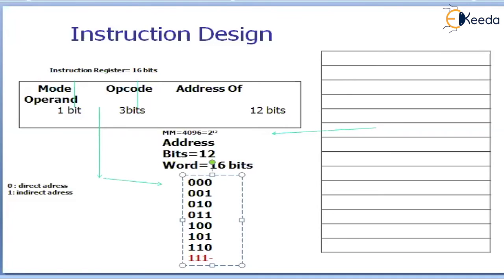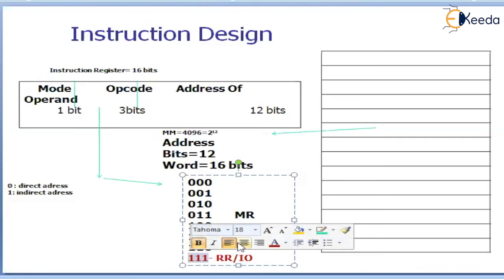It is either register reference or IO instruction. First 7 (1, 2, 3, 4, 5, 6, 7) are memory reference instructions. Just these are completely altogether memory reference instructions. So a total of 7 memory reference instructions are there. But when the opcode combination is 111, it cannot be a memory reference instruction. Either it could be a register reference instruction or it could be an IO instruction.